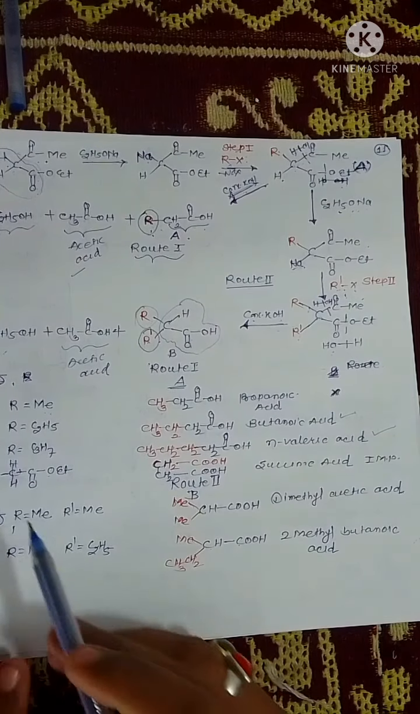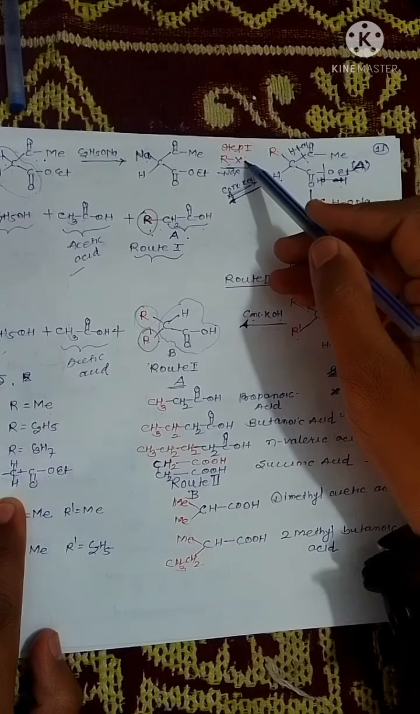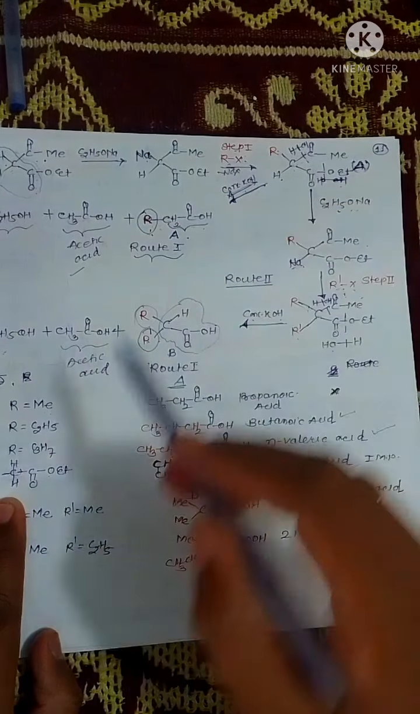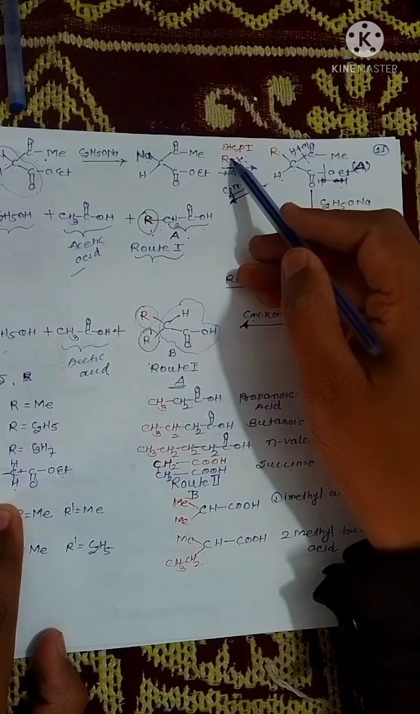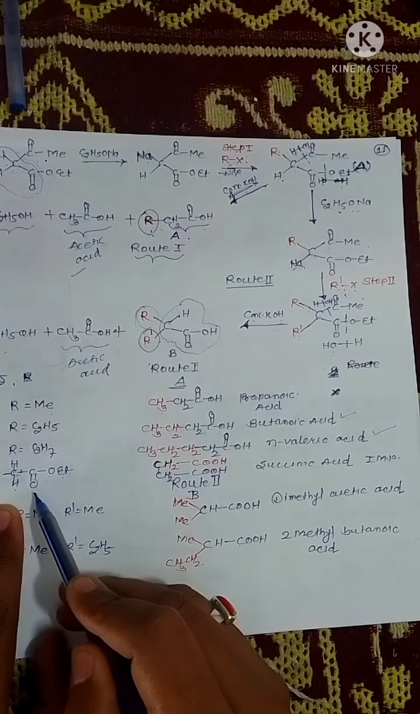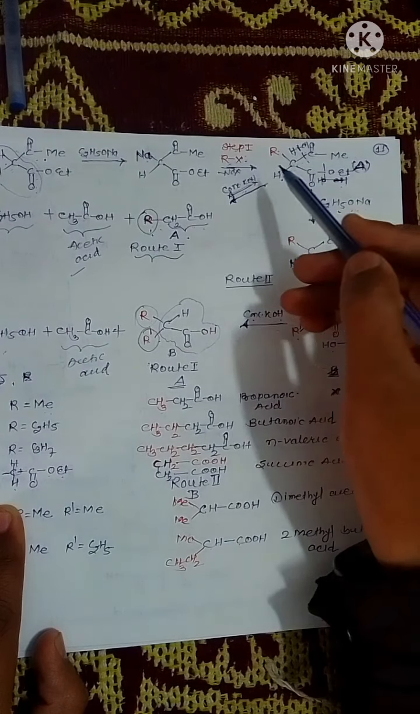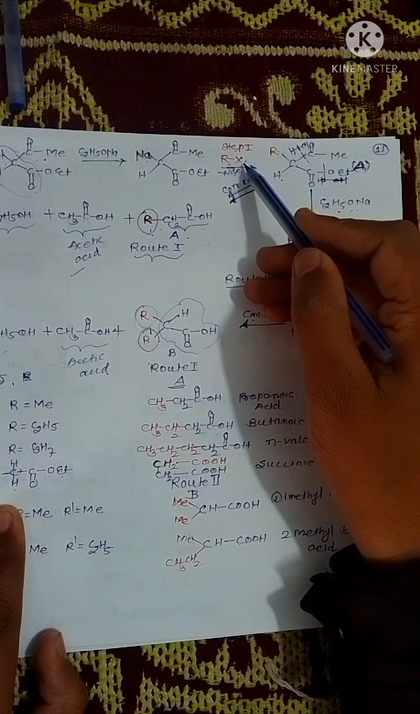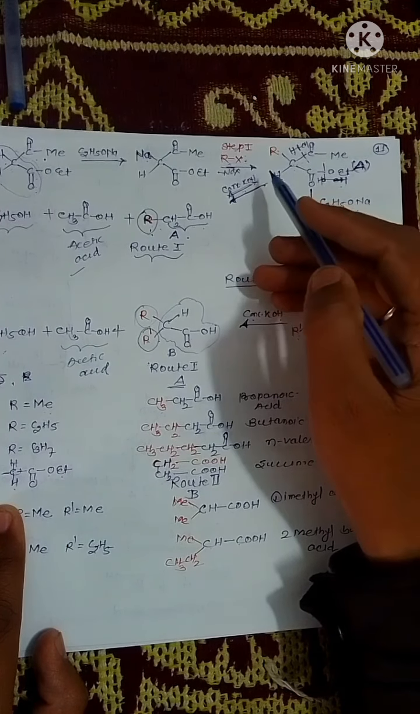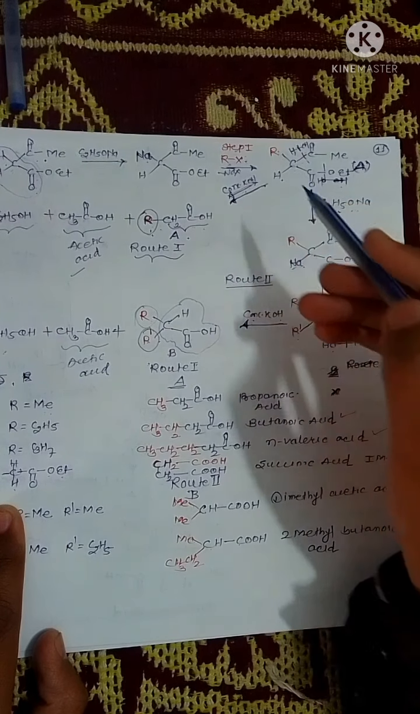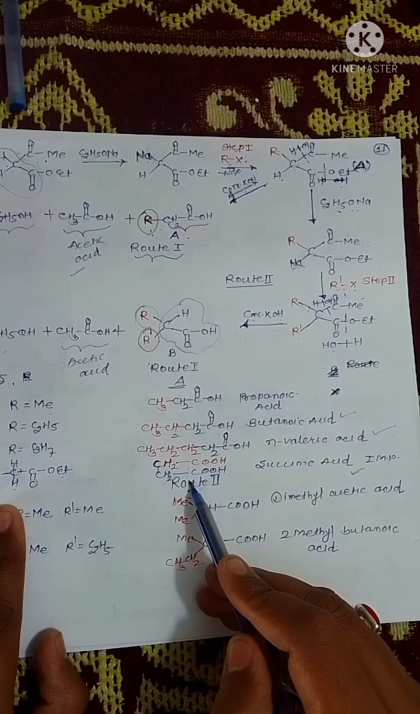Now just see here, in step number 1, if R is replaced by CH2 C double bond OOEt, that is, if this compound is the ester of chloroacetic acid, then we get succinic acid, that is, the dicarboxylic acid.